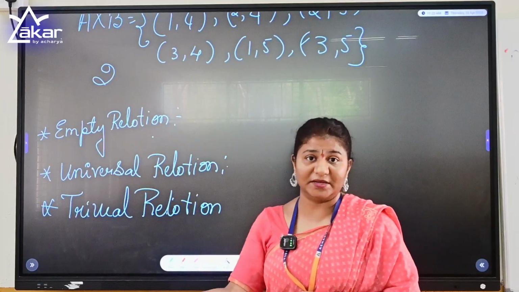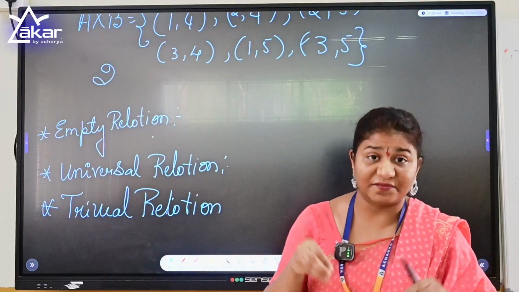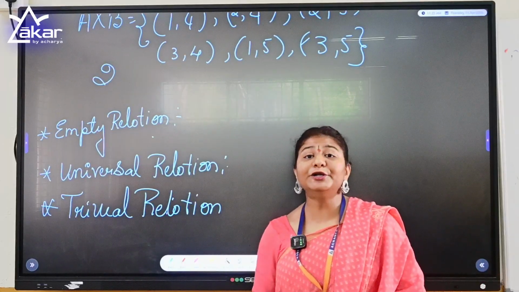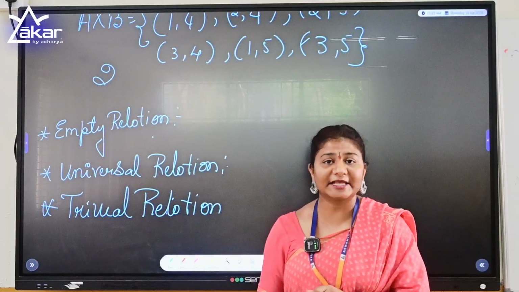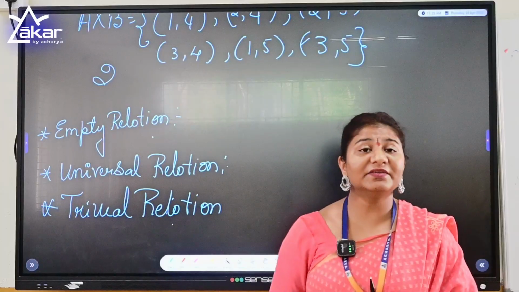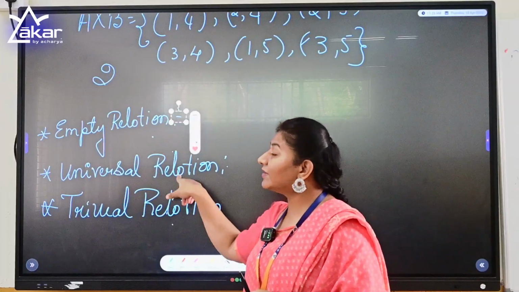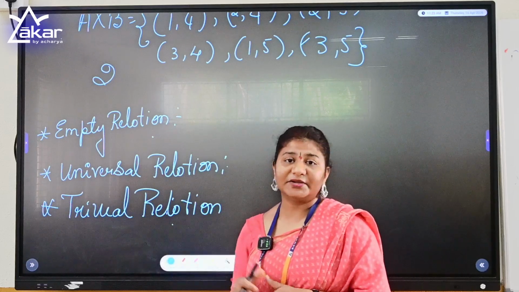That is not possible. So when it comes to the universal relation, those kinds of relations are able to do so with the given conditions of the relation exposed. So that is called a trivial relation. So that's why we call both the empty relation and the universal relation trivial relations.